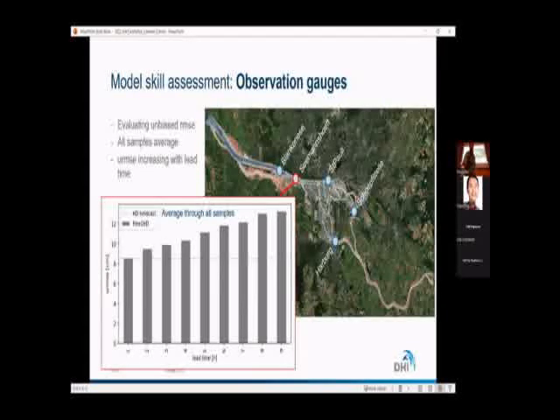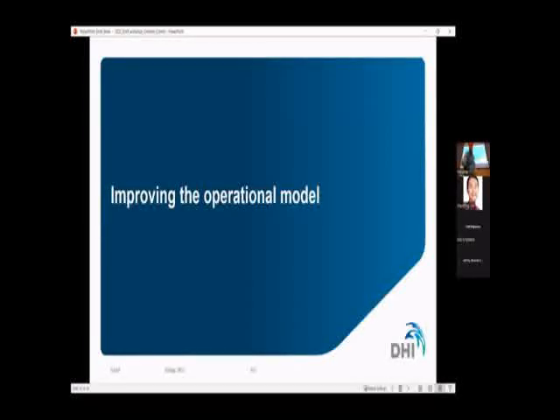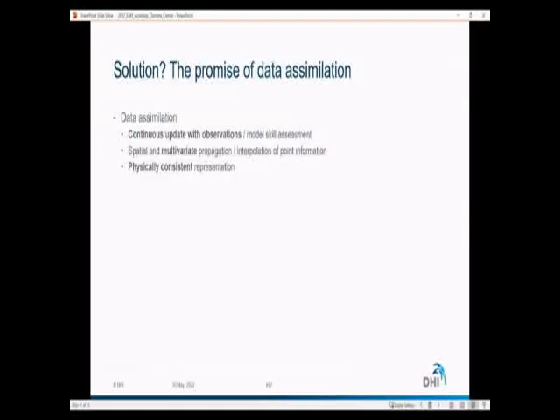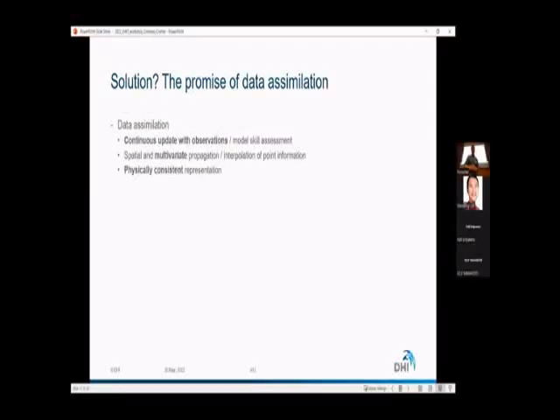So how to improve the operational model? First thing would be to provide better initial conditions by means of data assimilation. So data assimilation, well, as everyone here knows, allows for the continuous update with observations, and of course useful is also the model skill assessment, which we can do continuously, and then spatial and multivariate propagation of information and a physically consistent representation.